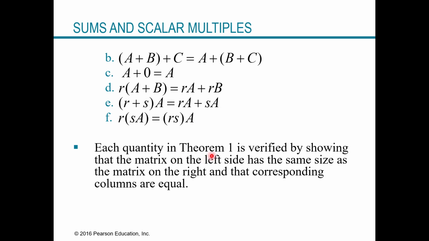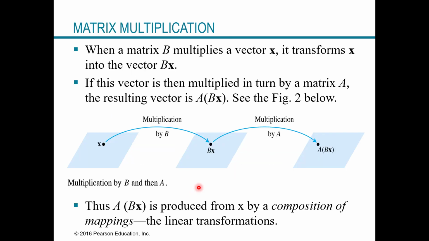Now each quantity in this theorem is verified by showing that the matrix on the left side has the same size as the matrix on the right side, and that corresponding columns are equal. All right, now let's talk about multiplying.